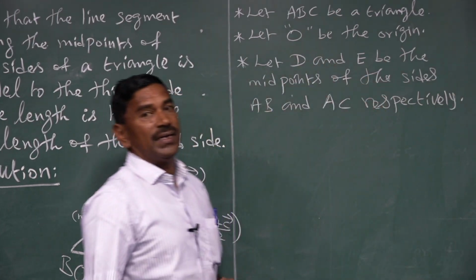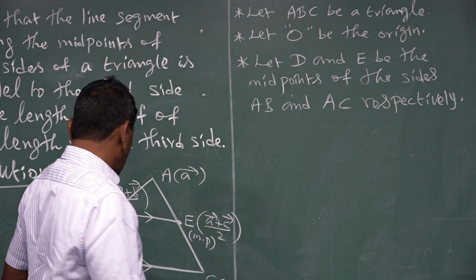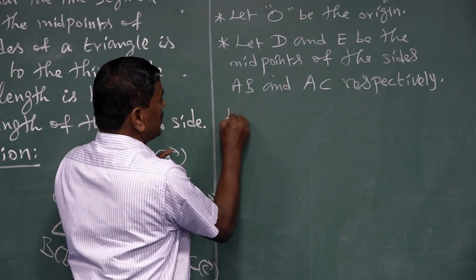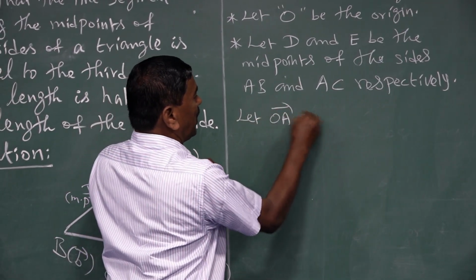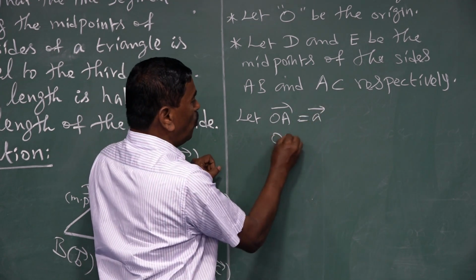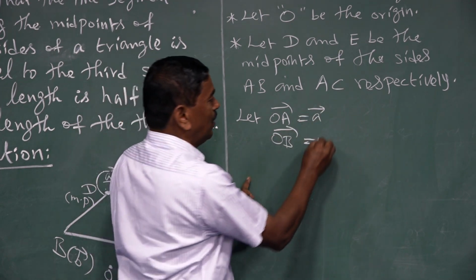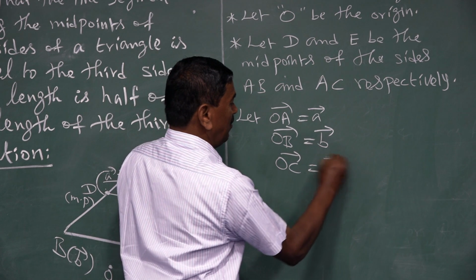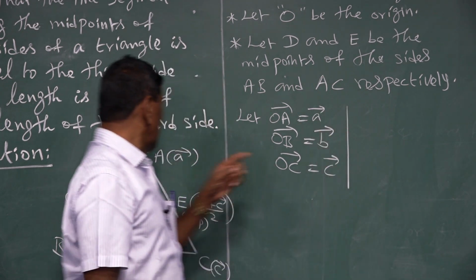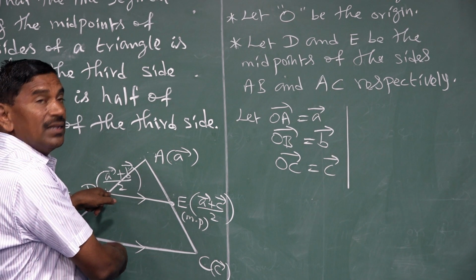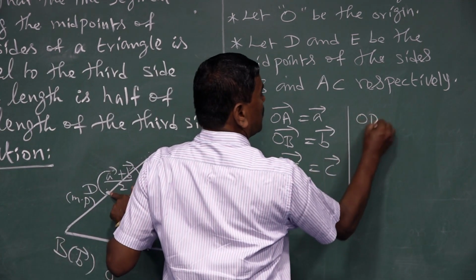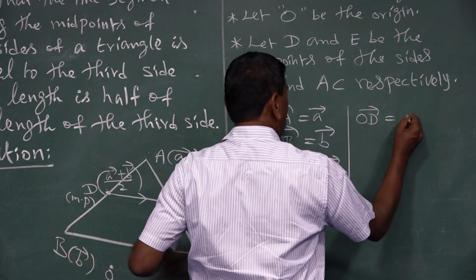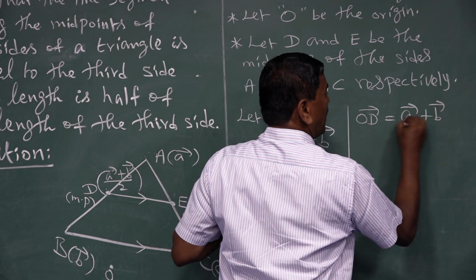Okay, theory portion completed. Now, we know that the position vector of A with respect to origin O is A vector. That is, let OA vector is equal to A vector, OB vector is equal to B vector, OC vector is equal to C vector. Then, what is position vector of D? That is OD vector. OD vector is equal to (A vector plus B vector) by 2.